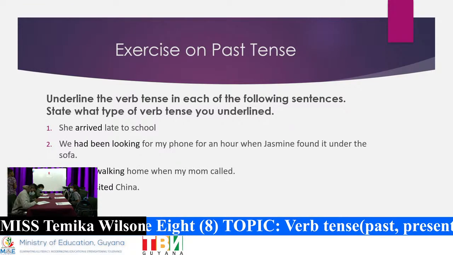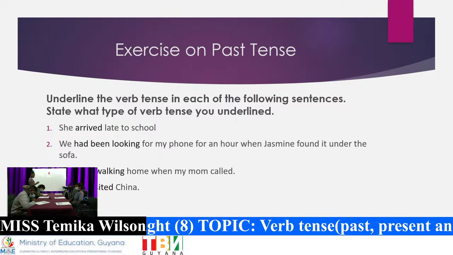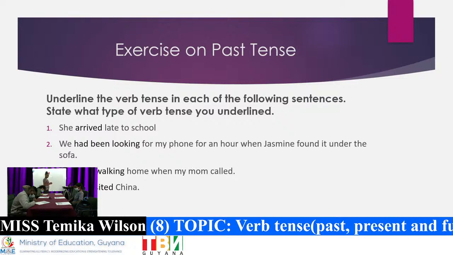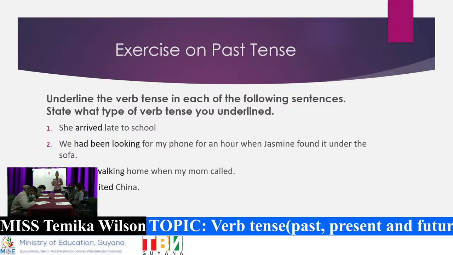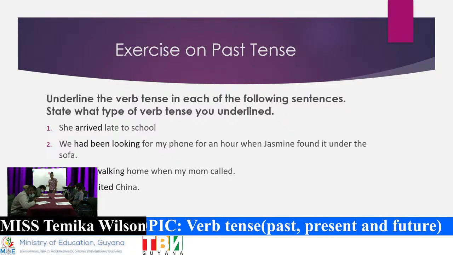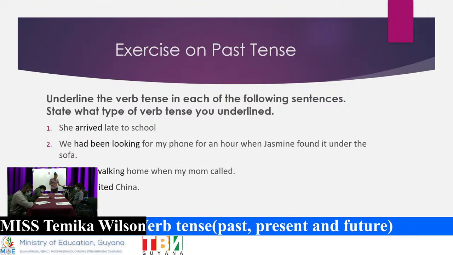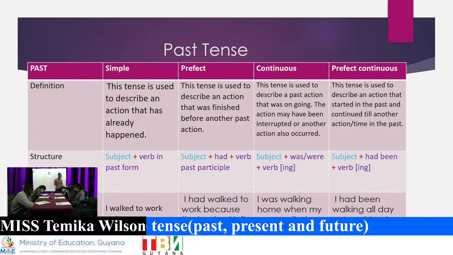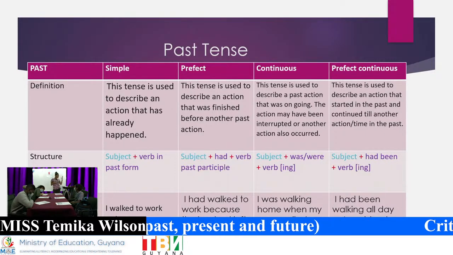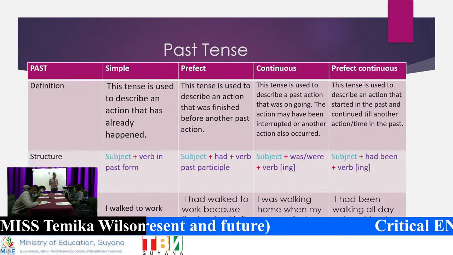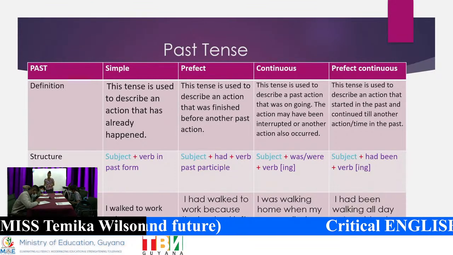Remember, when we're looking at the verb, we also have to look at the structure. So if we're going to say it's a continuous verb, then we have to ensure that whatever we're saying constitutes the continuous verb. So the structure for the continuous would be what? The subject plus was or were plus the verb ending in ing.